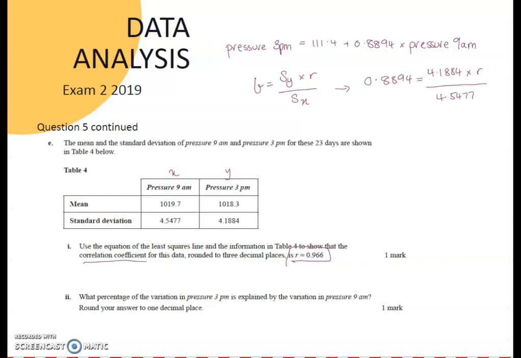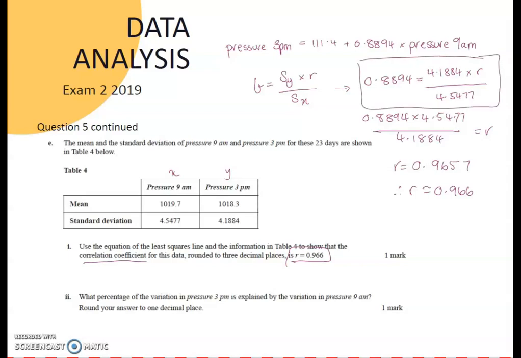Okay, so here we would multiply across, so 0.8894 times that denominator and divide by this top value, 4.1884. And that gives us an r value of 0.9657 if I go to 4 decimal places, and therefore r is approximately equal to 0.966. Okay, so even if you weren't exactly confident of the algebra in the centre here, you can definitely all do this setup of the equation at the beginning.